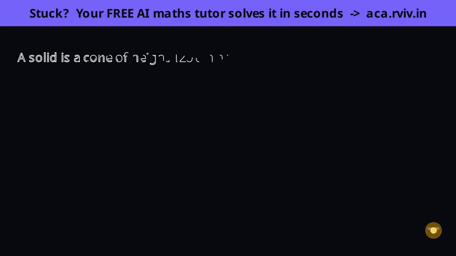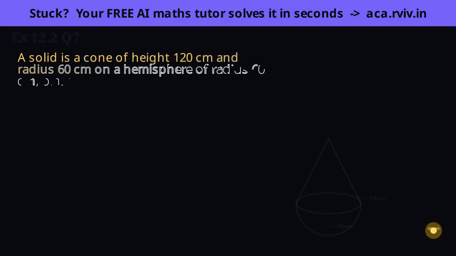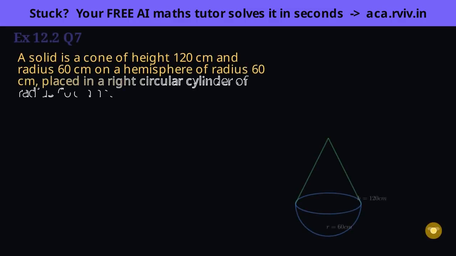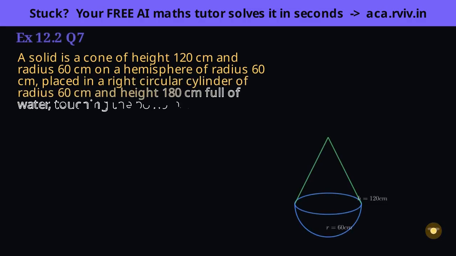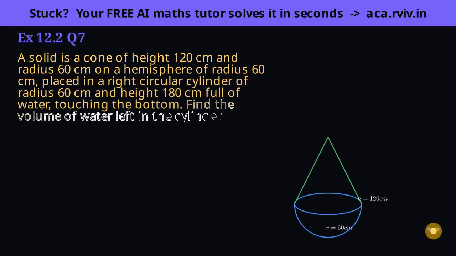Lower the whole cone and hemisphere solid into a brimful tank. It shoves out its own volume of water. Whatever water stays behind is tank minus solid. Displacement again. The solid, once fully in, occupies its own volume of the tank, pushing that much water out over the top. So the water remaining is simply the cylinder's volume minus the solid's volume.